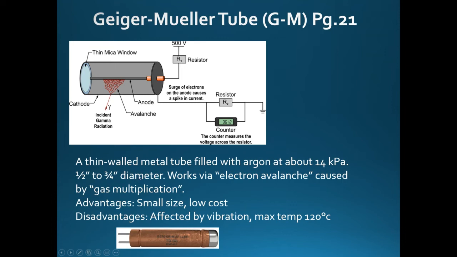They're about 1/2 inch to 3/4 inch in diameter, and the technology behind them, for our purposes, basically works on something called electron avalanche caused by gas multiplication. I like to paraphrase this as: I tell two friends, you tell two friends, they tell two friends, and before you know it, we have all this energy. The advantages of Geiger-Müller are small size and low cost. Disadvantages: they are affected by vibration, and they have a temperature limit of about 120 degrees Celsius that you have to consider if you're in that kind of situation.